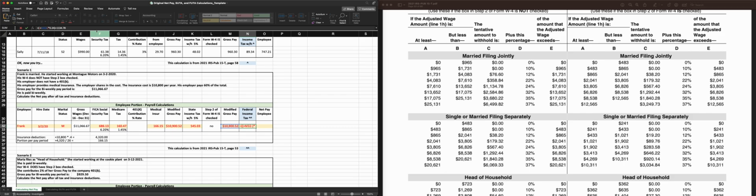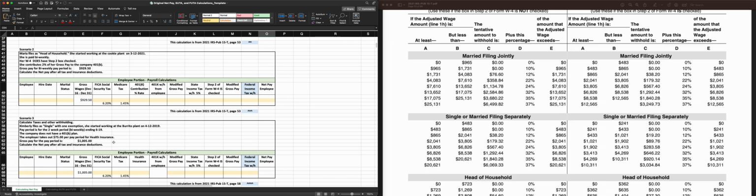So let's reword where it just said. So 7,610. So anything above 7,610 will be taxed at 24%, and then you add back in this tentative amount to withhold, which is 1,034.78. Now we're getting the gross wages minus all these things that we're deducting, like taxes and medical insurance, and it gives us the total that we're going to pay the employee.